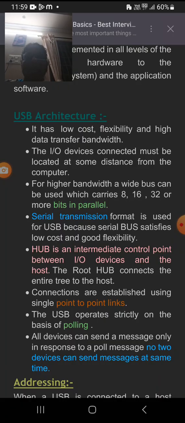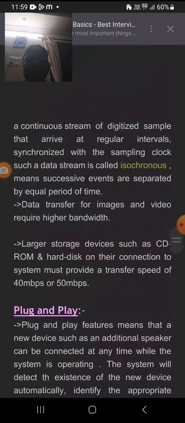The hub is an intermediate control point between input-output devices and the host. The root hub connects to the host. Connections are established using single-port point-to-point links. USB operates strictly on the basis of polling. So devices can send messages only in response to poll messages, so no two devices can send a message at the same time.